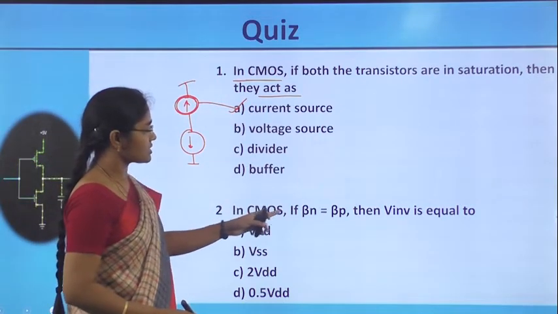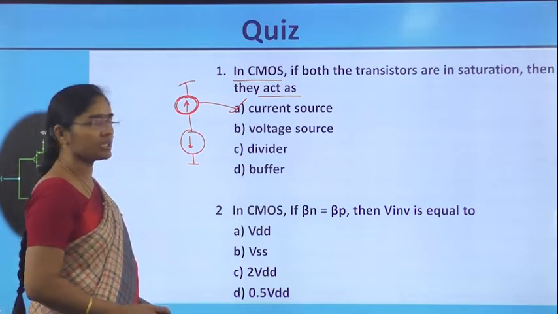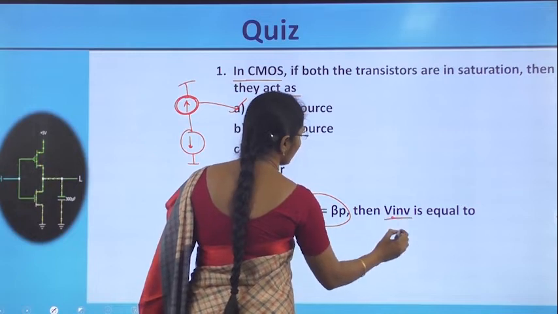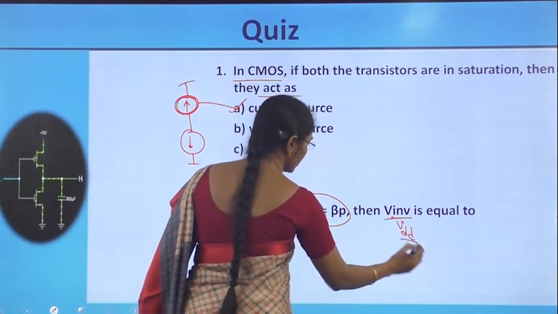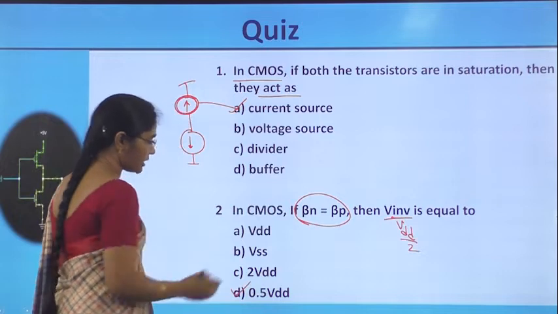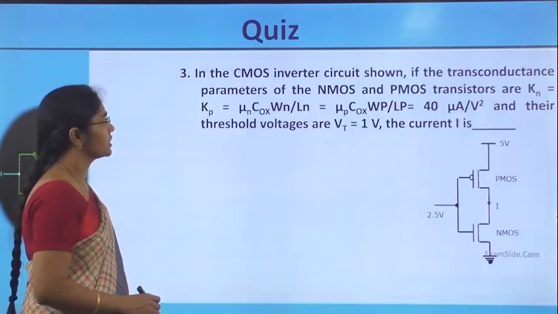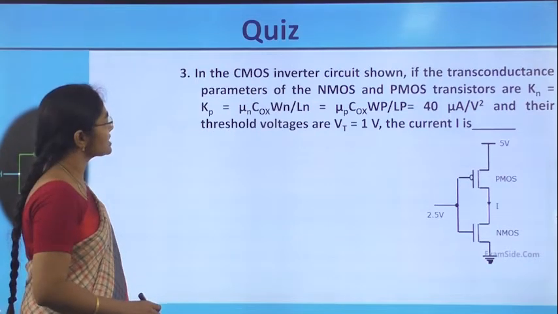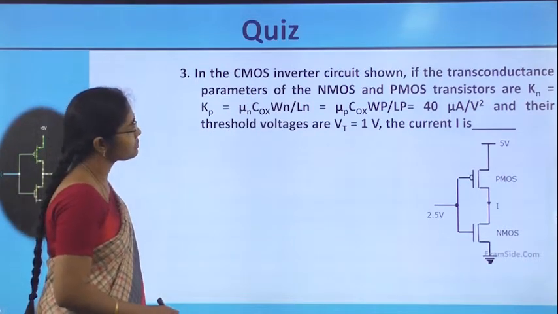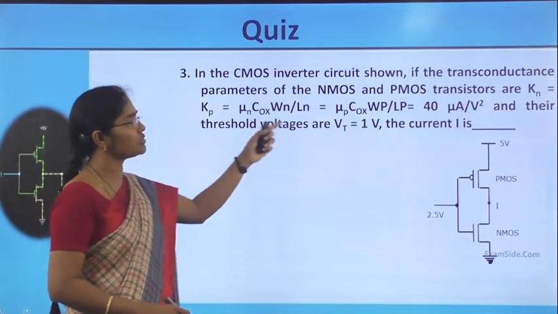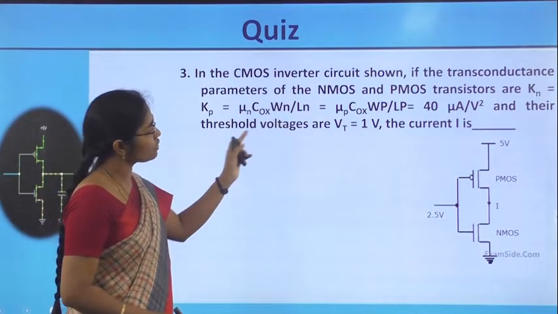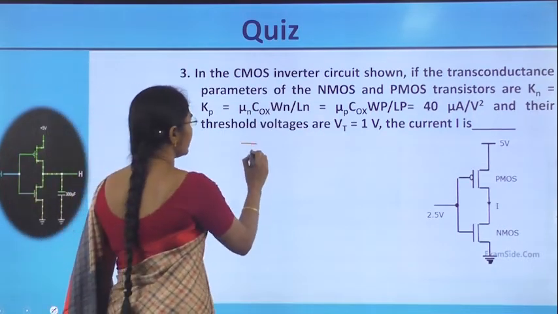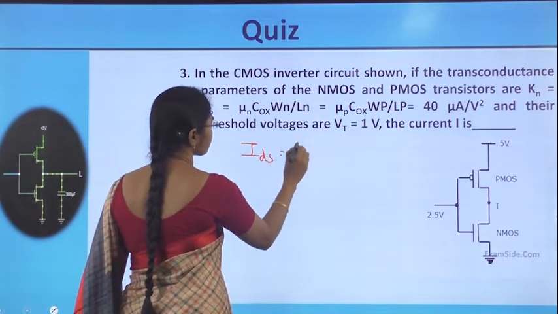Then in CMOS, if beta n is equal to beta p, then V invert is equal to, just now we have seen, VDD by 2. So the answer is 0.5 VDD. Next, in the CMOS inverter circuit shown, the transconductance parameters of the NMOS and PMOS transistors, Kn and Kp values, are given and threshold voltages are given, then the current is? So we have to find IDS for the given data.